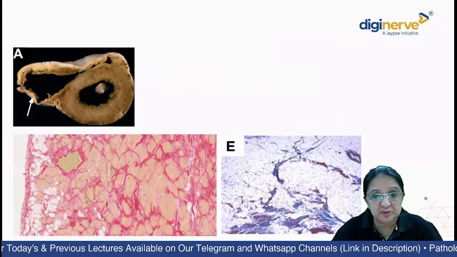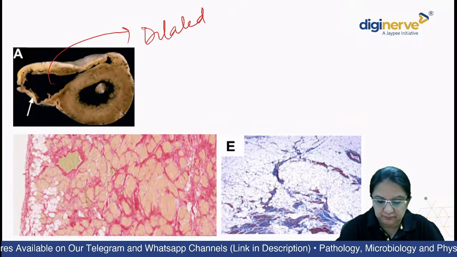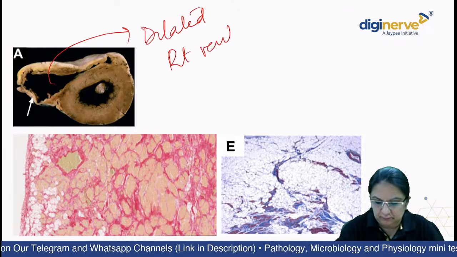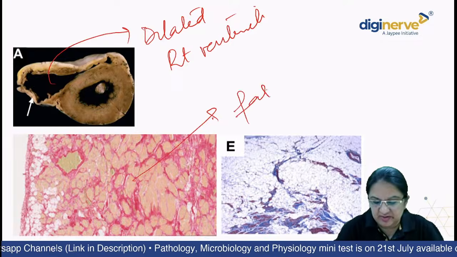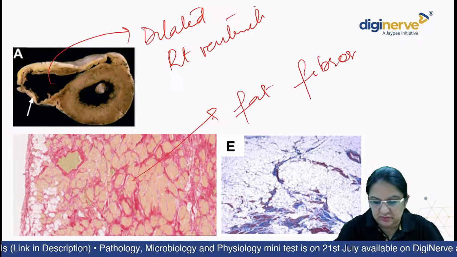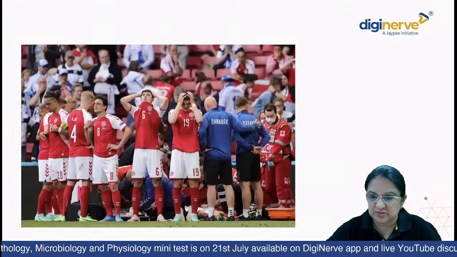What on biopsy, what do you see? You see a dilated right ventricle, and the entire slide is replaced by fat and fibrosis. Okay, this replacement of the myocardial cells by fat and fibrosis.